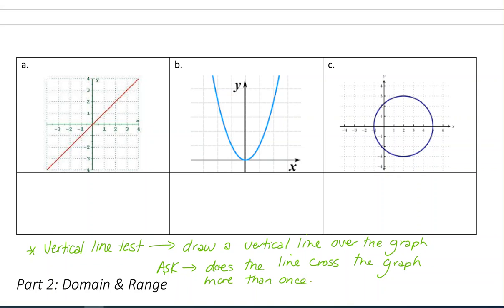Okay. In this first one, we have a linear line on our graph. I'm going to draw a vertical line anywhere, it doesn't matter. Okay, and you see that it only crosses that graph right there. It does not cross anywhere else. If it only crosses once, you would say, therefore, this is a function.